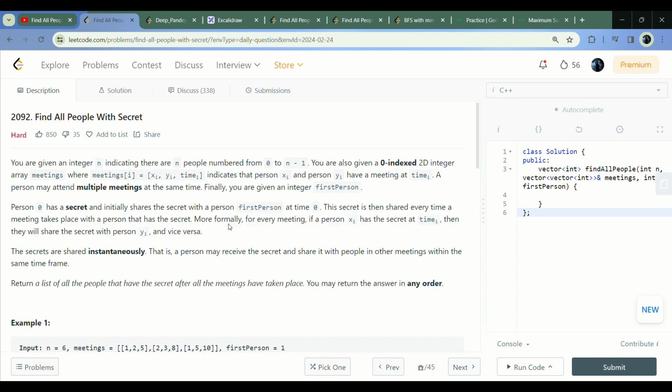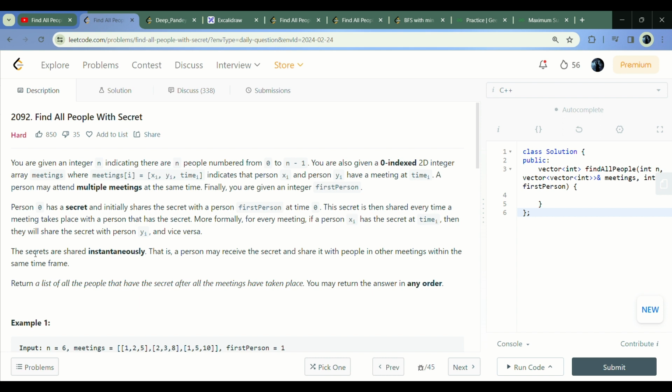It means if they're having a meeting and person X knows the secret, he will definitely share it with Y. And if Y knows the secret, he will share it with X. But out of them, one should already know what the secret is. If I take person x to be 2 and person y to be 3, and persons 2 and 3 don't know anything about the secret, they have not had any meeting before with anyone else who knows the secret, then in that case they will not share the secret.